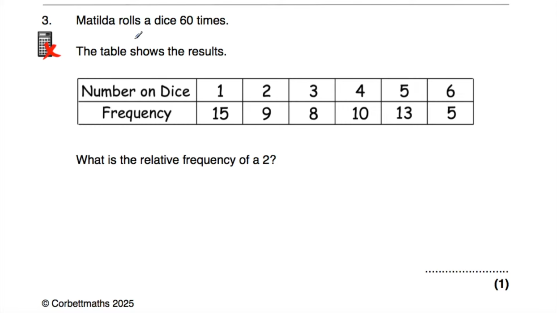So question number 3 says Matilda rolls a dice 60 times and the table shows the results. So we've got the number on the dice, 1, 2, 3, 4, 5 and 6, and the frequency: 15 ones, 9 twos, 8 threes, 10 fours, 13 fives and 5 sixes. And the question says what is the relative frequency of a 2? So to find the relative frequency of a 2, we just need to write down how many times the dice landed on a 2, which is 9 times, out of the number of times the dice was rolled, which is 60. So that means the relative frequency of a 2 would be 9 60ths. It landed on a 2, 9 out of the 60 rolls.